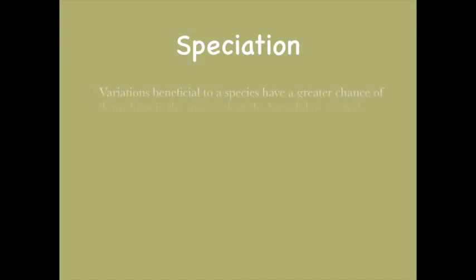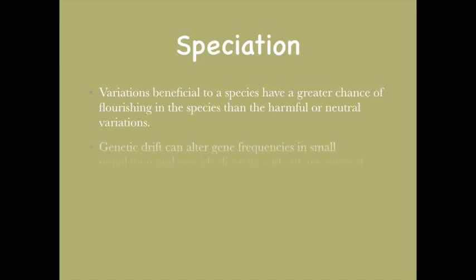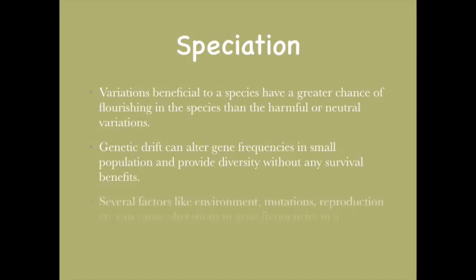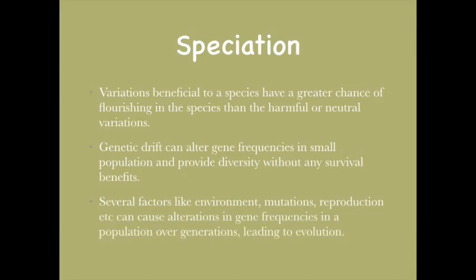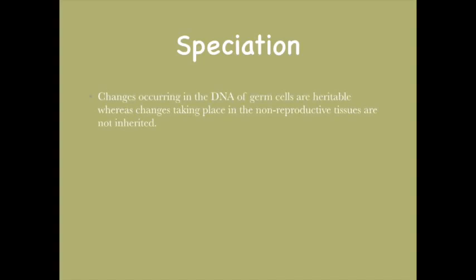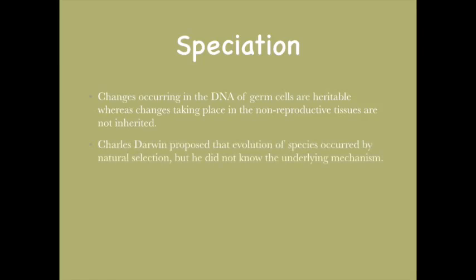The variations beneficial to a species have a greater chance of flourishing in the species than the harmful or the neutral variations. A genetic drift can alter gene frequencies in small populations and provide diversity without any survival benefits. Several factors like environment and mutations can cause alterations. Also, the changes occurring in the DNA of the germ cells are heritable, whereas the changes taking place in the non-reproductive tissues are not inherited.